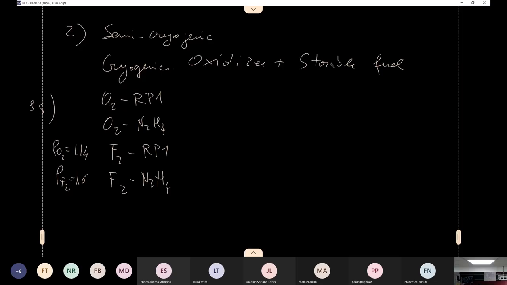We find in vacuum, in a filial condition, 100 seconds. More or less the same. And higher values for the combination with fluorine. So it goes from 300 up to 360 in case of fluorine and hydrogen. And similarly, in vacuum, we see a slightly higher value compared to what we have seen for thermal propellants. Recall that these are all ideal values because we are considering equilibrium condition up to the exit.